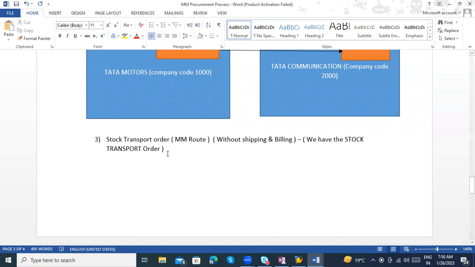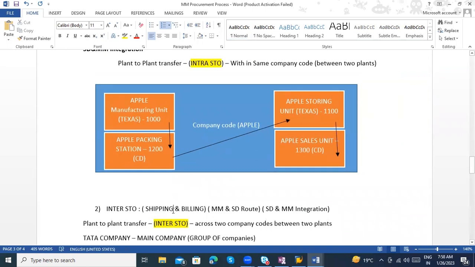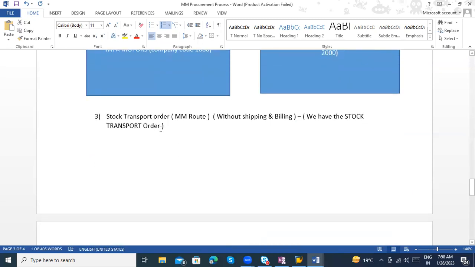So in this process, the receiving plant creates the order. Only then does the supply plant know that the receiving plant needs the stock, so I'm planning to dispatch and send it. But we are doing simple process steps instead of creating the delivery, the packing, shipment, transportation, all these things. Instead, I'm simply doing it from the MM route. So the receiving plant created the order, and the supply plant dispatches the stock.